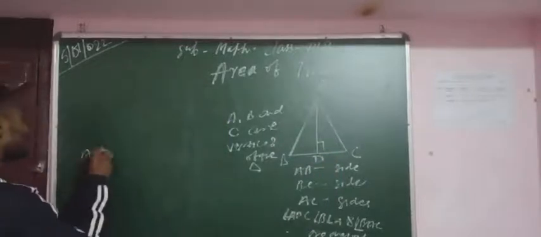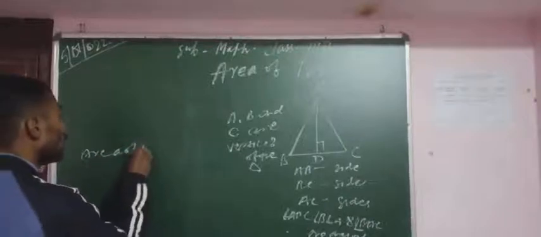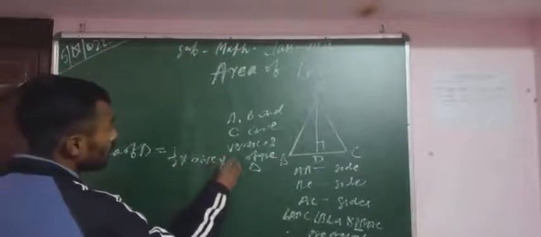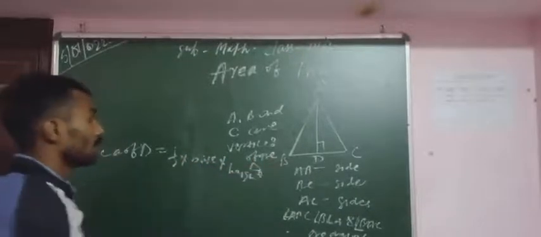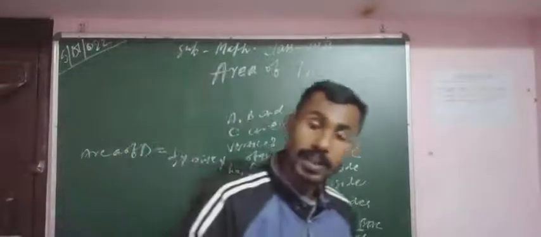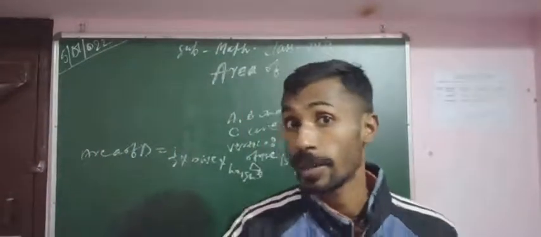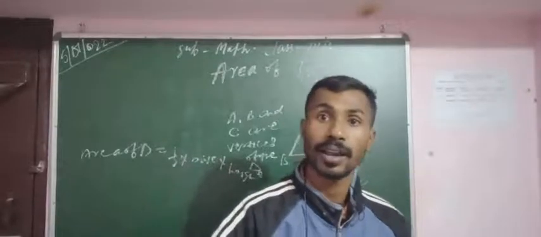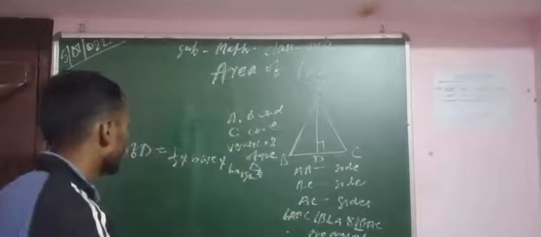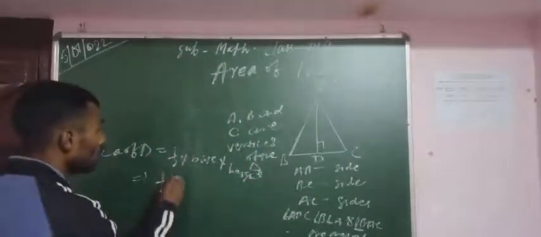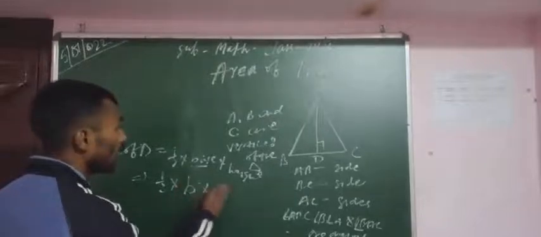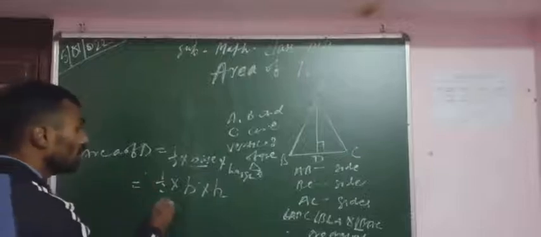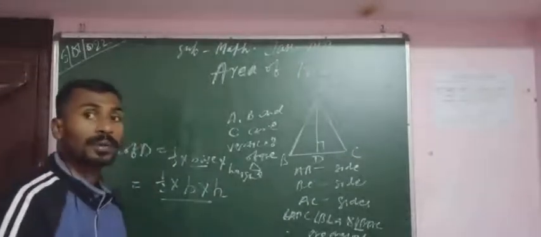So basically, the area of a triangle is half into base into height. We can use this formula with any triangle when the height and base of the triangle are given. Look at this: one by two into base, where base is denoted by B and height is denoted by h. So half into base into h is the basic formula for the area of the triangle.